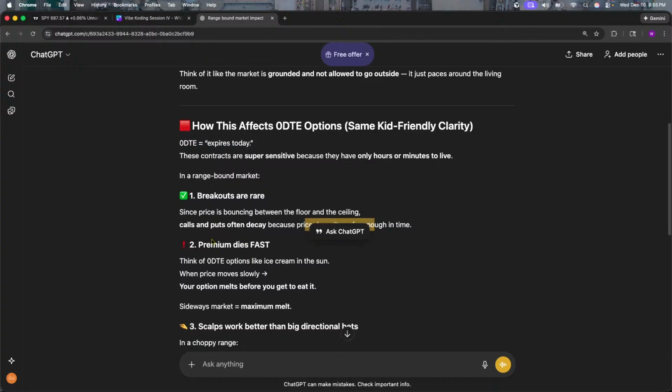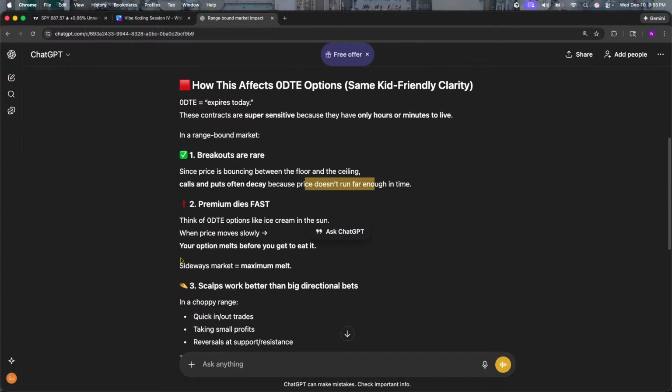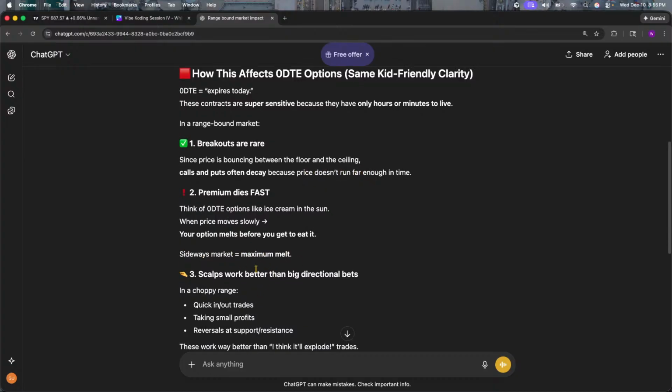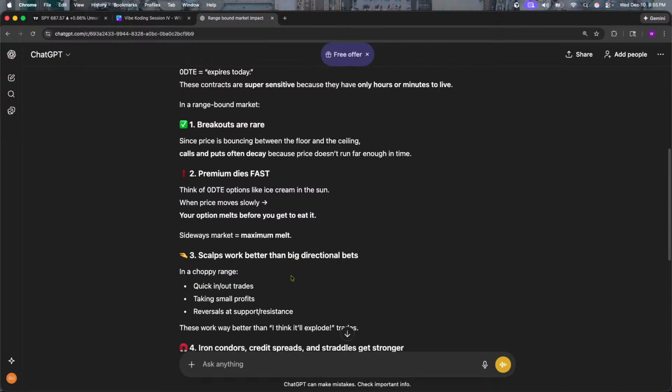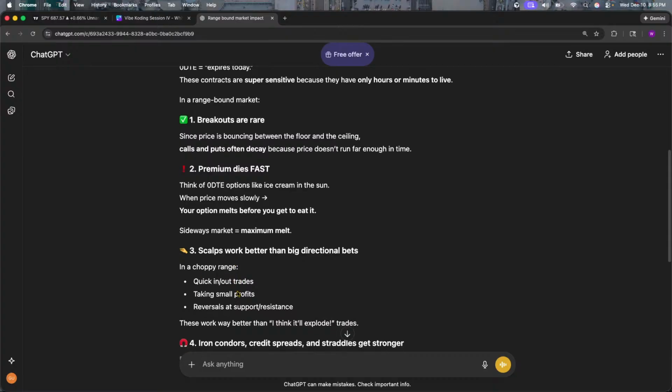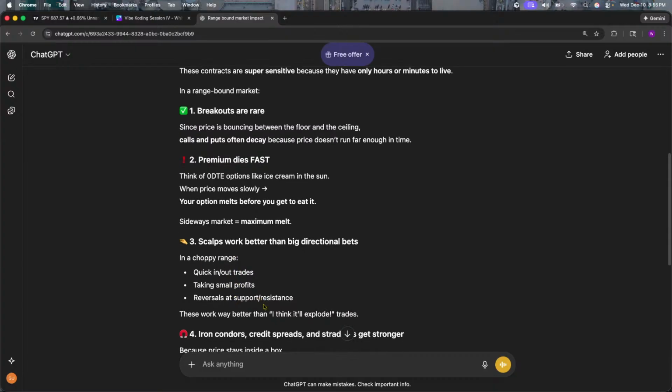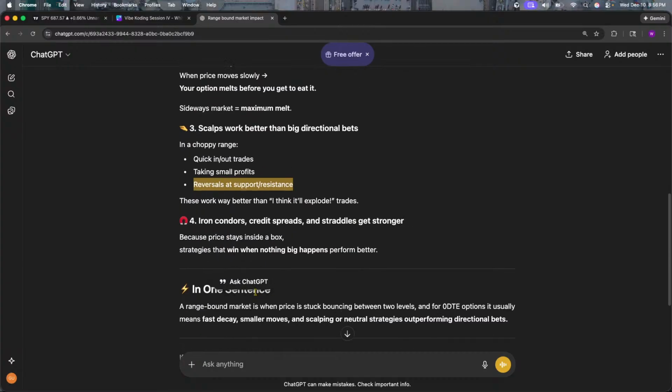Premium dies fast. Think of zero DTE options like ice cream in the sun. When price moves slowly, your option melts before you get to eat it. Sideways markets equal maximum melt, right? Scalps work better than a big directional bet. In ranging markets, quick in and out trades, taking profits or reversing at the support and resistance levels, or mean reversion, right? That's what our strategy is going to be based off of. We're building a mean reversion strategy, right?